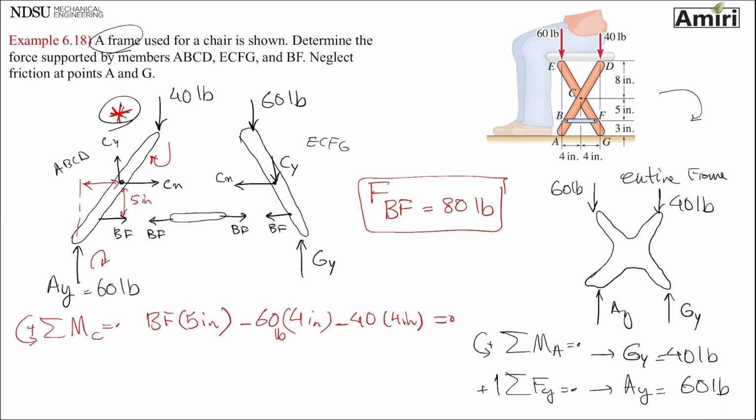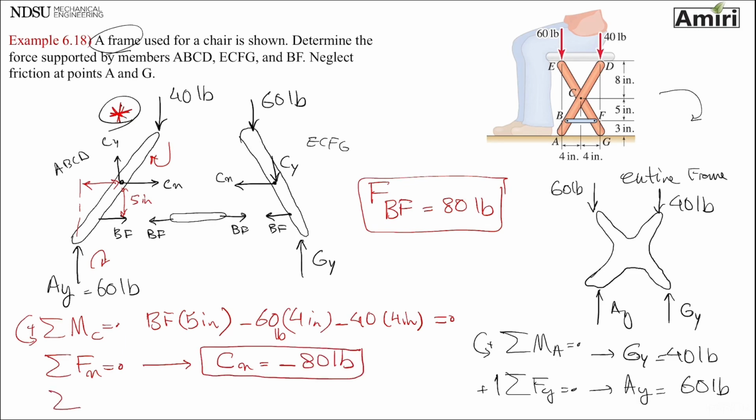Okay, now it's easy enough again. Summation of forces in X direction is going to give us CX of minus 80 pounds. Summation of forces in Y being 0 will give us CY of minus 20 pounds. So the direction of C that I drew was, in reality, both were opposite direction.